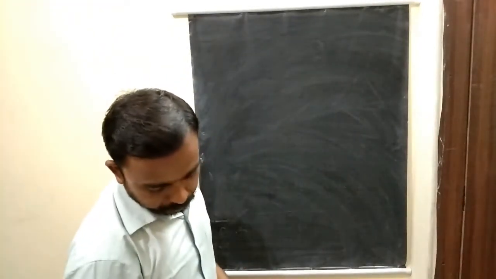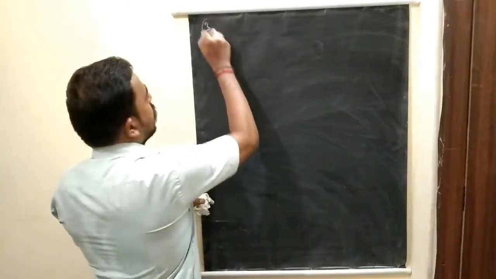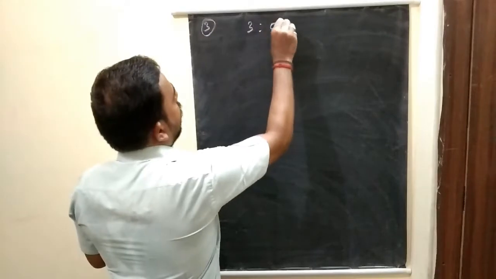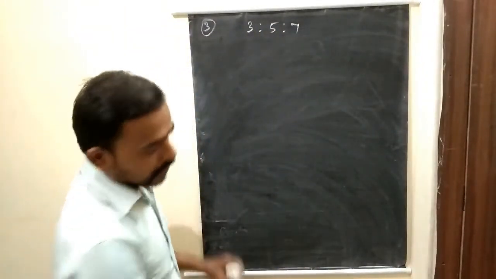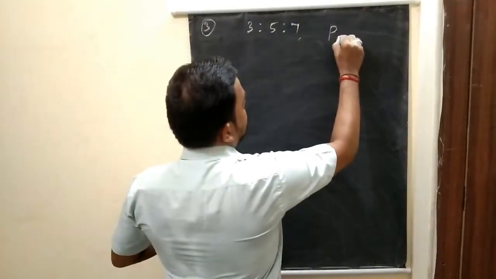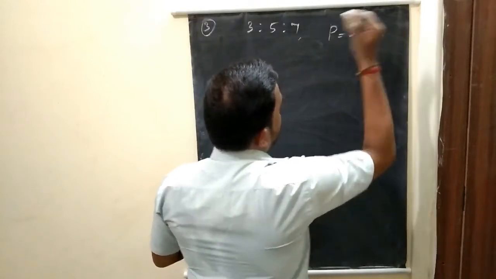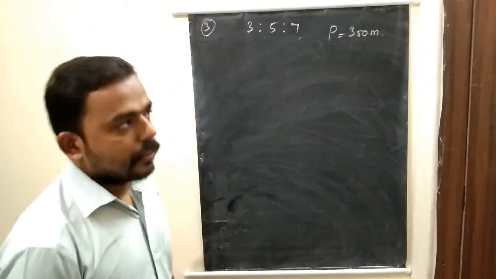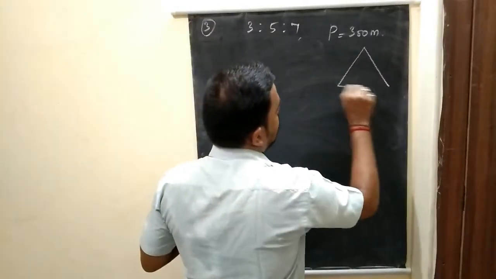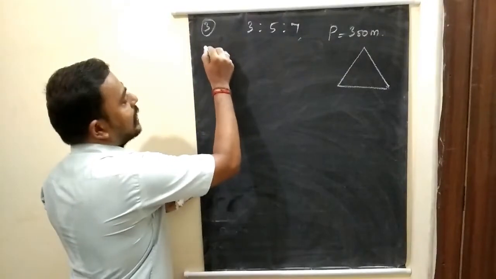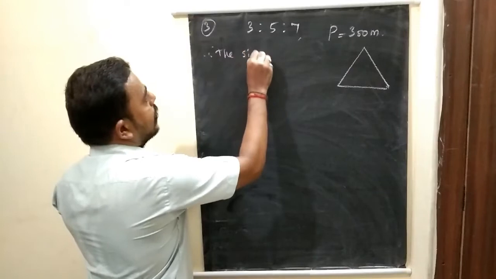Next problem. The sides of the triangle plot are in the ratio 3:5:7, ratio given, and its perimeter equal to 300 meter. Okay, but now actually the ratio is given. Now we are going to consider the sides of the triangle.